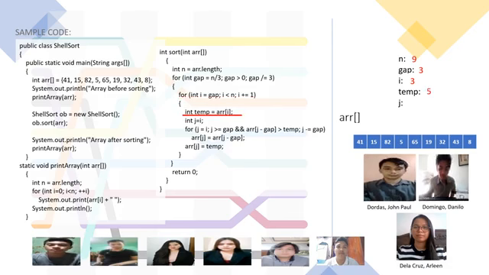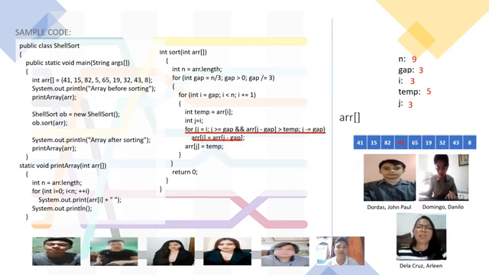int temp is equal to array index 3, which is 5. So j is equal to 3. Is 3 greater than or equal to 3? True. In logical AND, our index 0, which is 41, is 41 greater than 5? That is true. So arr index 3 is now equal to arr index 0, so the value of arr index 3 is now 41.